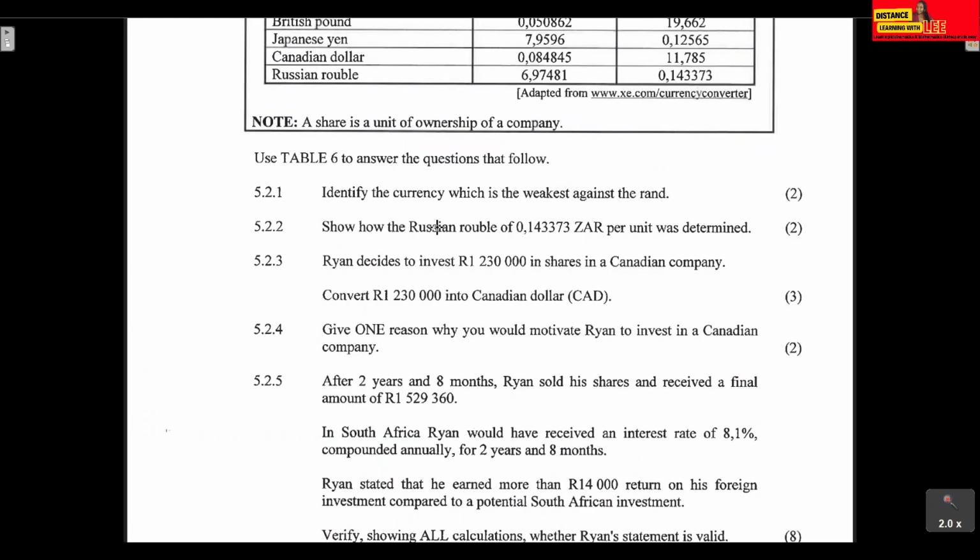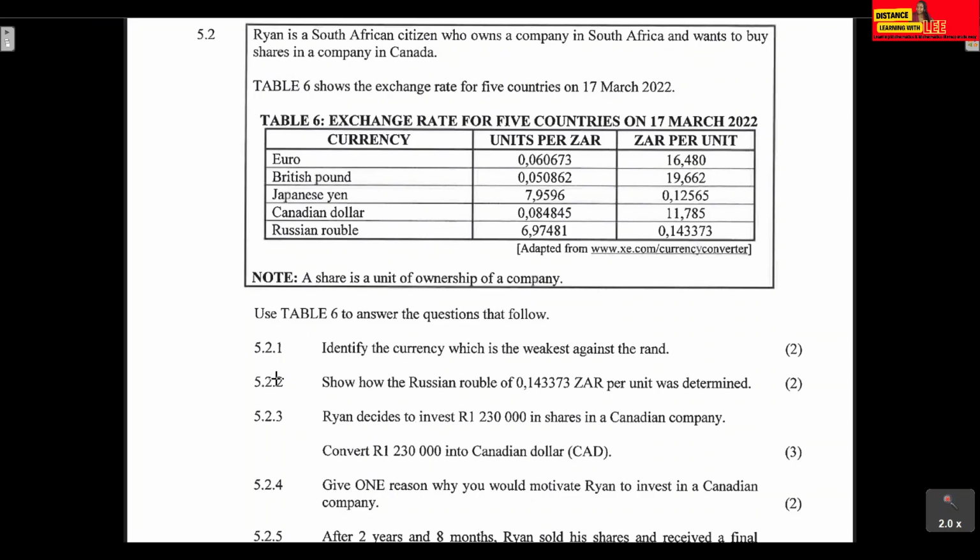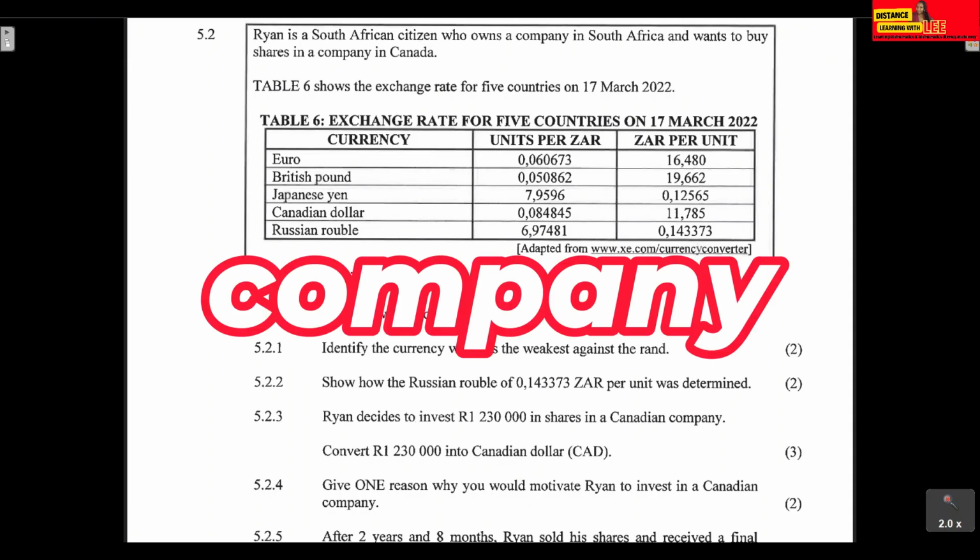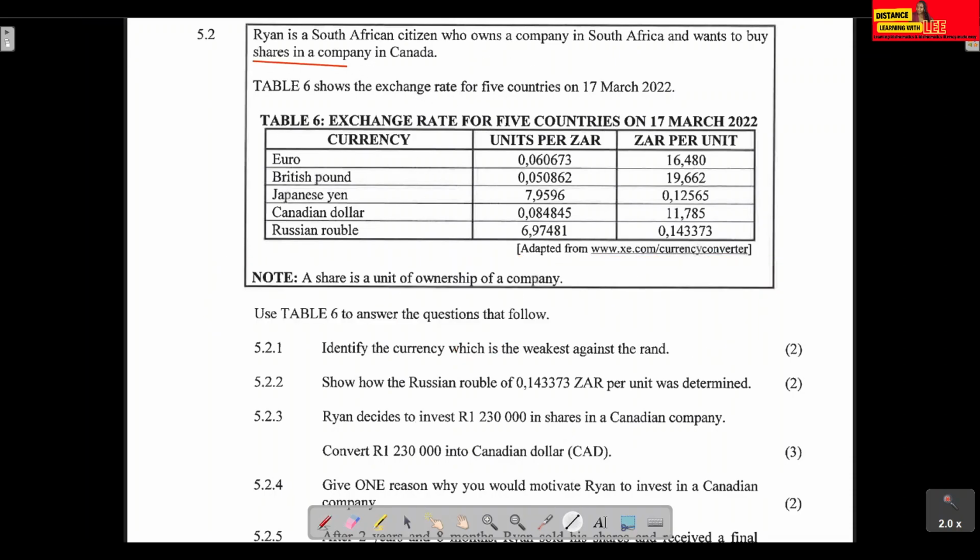Okay, let's have a look at the questions. Question 5: we are told that, note, a share is a unit of ownership of a company. So they further explain what they mean when they're talking about a share, because remember they did tell us that Ryan basically wants to buy shares in a company in Canada. We are told to use Table 6 to answer the question that follows.